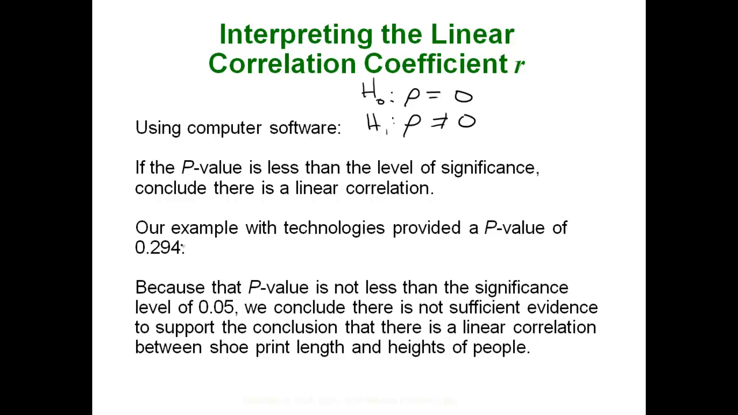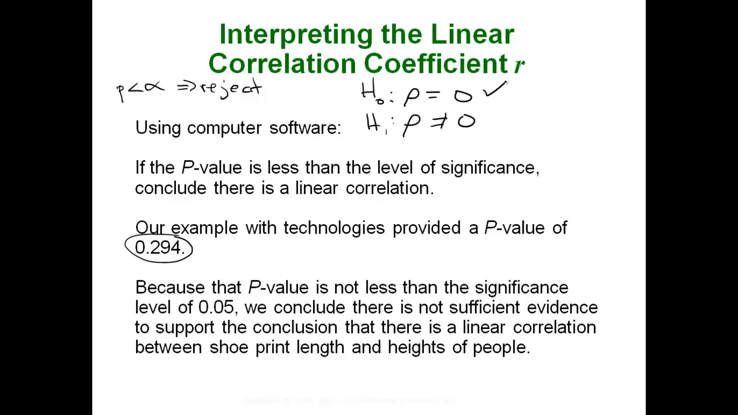When we get a p-value this big, right? Remember, if p is less than alpha, then you reject the null hypothesis. Well, in this case, p is greater than alpha, so we fail to reject.